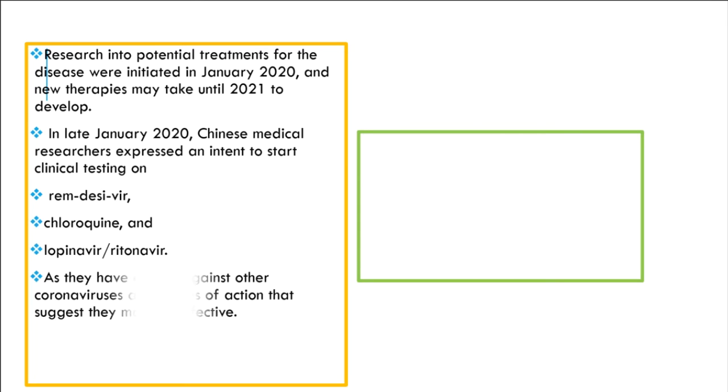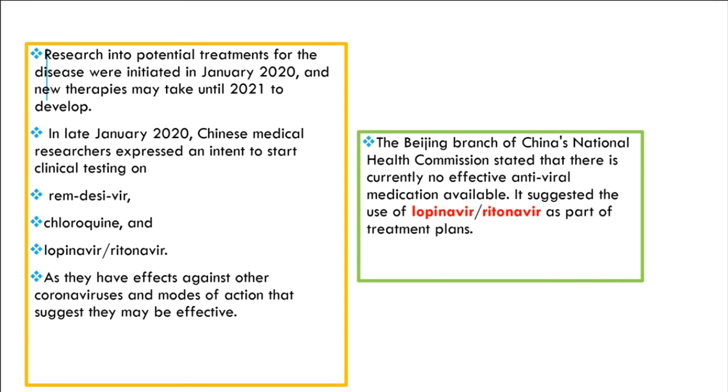In late January 2020, Chinese medical researchers expressed an intent to start clinical testing on remdesivir, chloroquine, and lopinavir, ritonavir, as they have effects against other coronaviruses and modes of action that suggest they may be effective. The Beijing branch of China's National Health Commission stated that there is currently no effective antiviral medication available. It suggested the use of lopinavir, ritonavir as part of treatment plans.